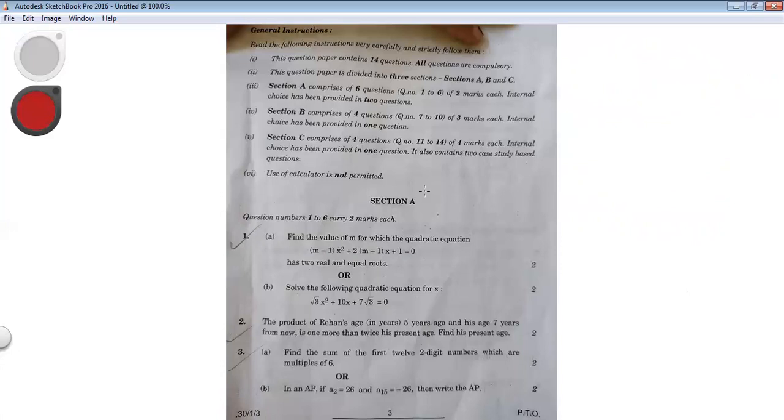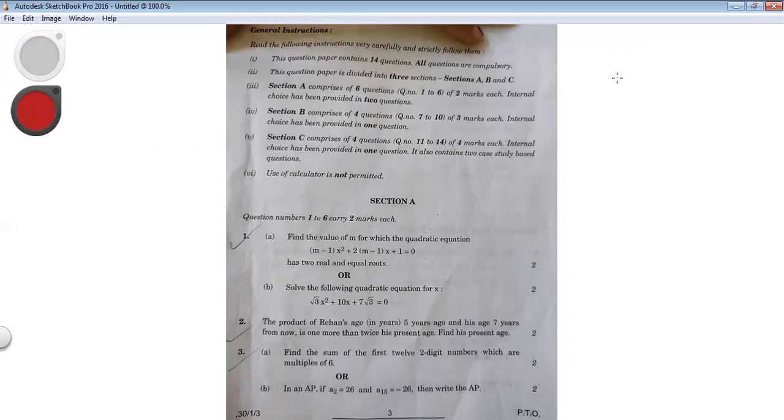Now let's move on to the next problem. It's the third problem. The first part, 3a, asks us to find the sum of the first 12 two-digit numbers which are multiples of 6.